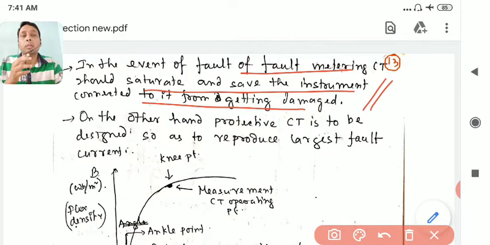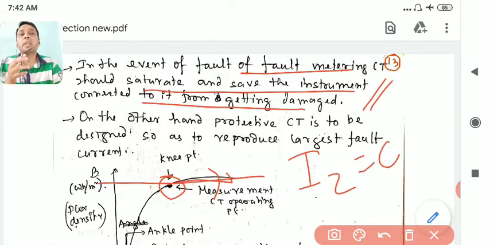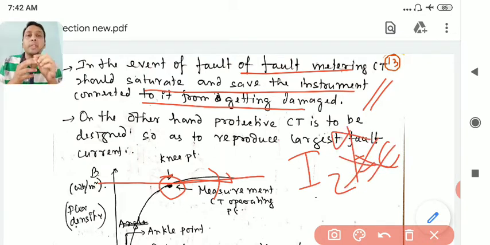So for measuring CT, in case of fault, it should saturate. It should not give me any reading, because in case of fault we don't need that reading. In case of fault, we need protection only. So the measuring CT operates near the saturation point. If there is a fault, the current will increase, which means the saturation level is reached, so your I2 will not increase. The instruments connected in your secondary will get protected.